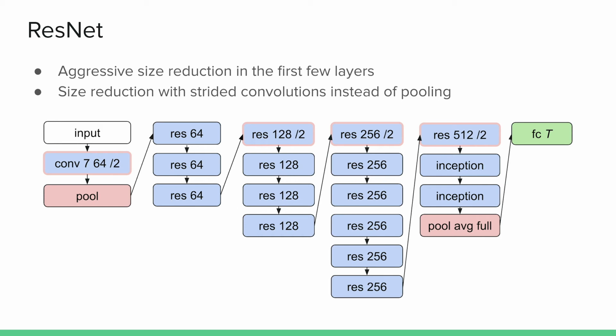I've told you before that you can use pooling to reduce the image size, but you can also use a convolution with strides. So what they've done here is exactly this idea. They're using strided convolutions instead of pooling. And again, global average pooling at the end.